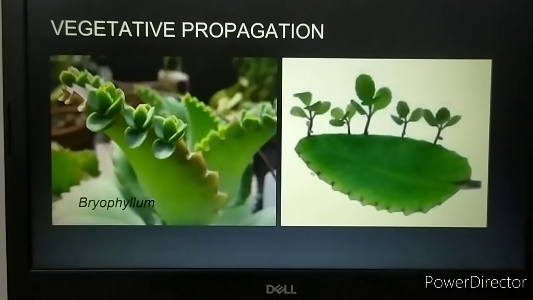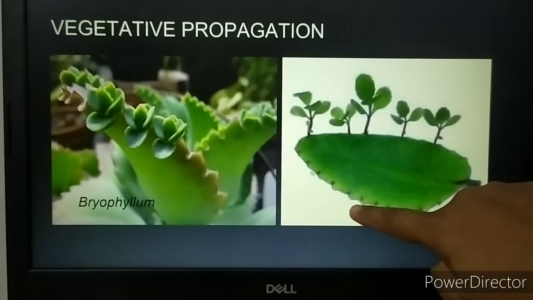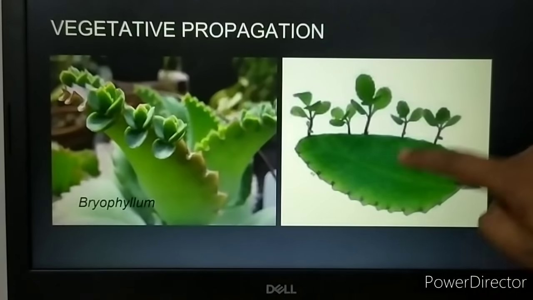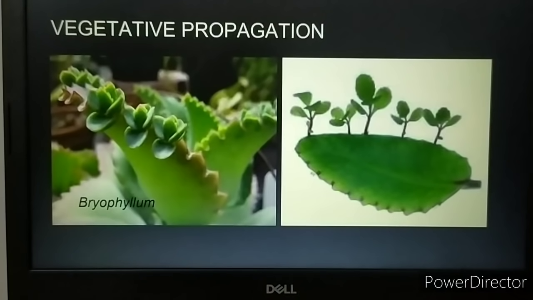The leaf in the Bryophyllum plant, as you can see in the module, is broad and has notches on the margins. As you can see here, these are the notches. These points are the notches from where the buds arise. The buds arise from the notches and these buds are called epiphyllous buds.